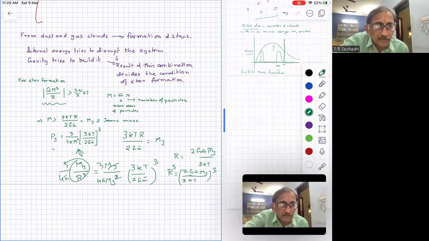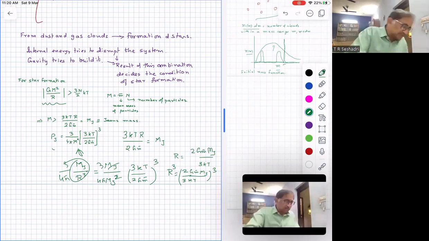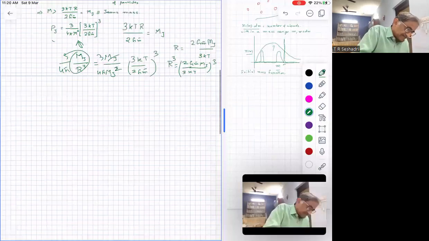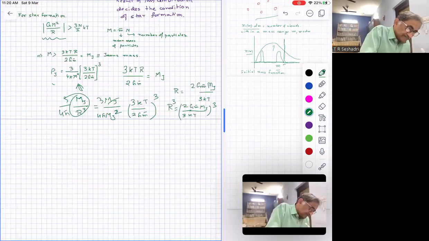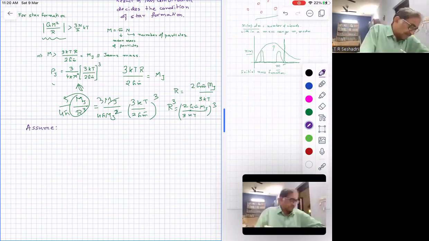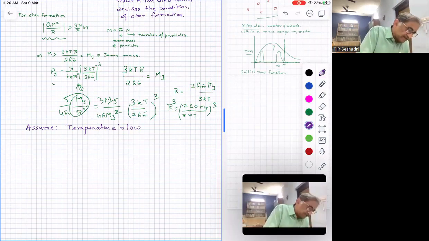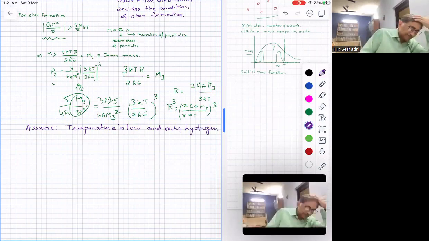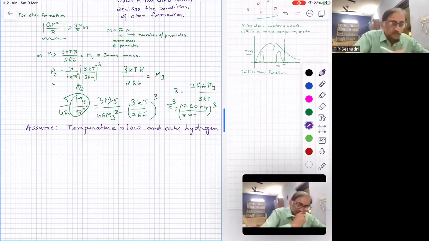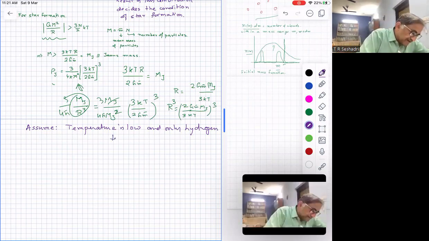All right. Okay. So now, how does the contraction to a protostar take place? Now, in this process, the following thing happens. Originally, you have a very cold cloud. Let us assume that the temperature is low because it starts from a cold cloud, and assume only hydrogen. This is just for simplicity, because in reality there is 75% hydrogen and 25% helium from cosmic abundance, but let us just assume for simplicity there's only hydrogen. And at this temperature, hydrogen is in the molecular form.